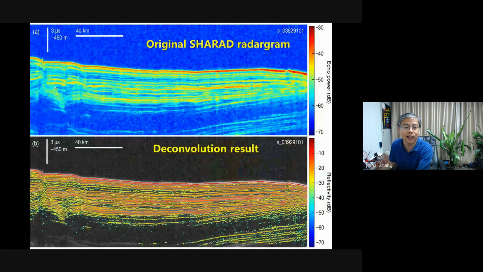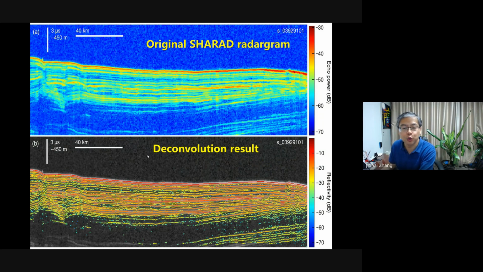So this is the original SHARAD radargram. We can see there are some reflectors, very clear. People will feel happy. However, the total number of layers is limited. Also, we may see the vertical resolution is very low. That means we can count 1, 2, 3. We can see some positive and negative reflectivity.